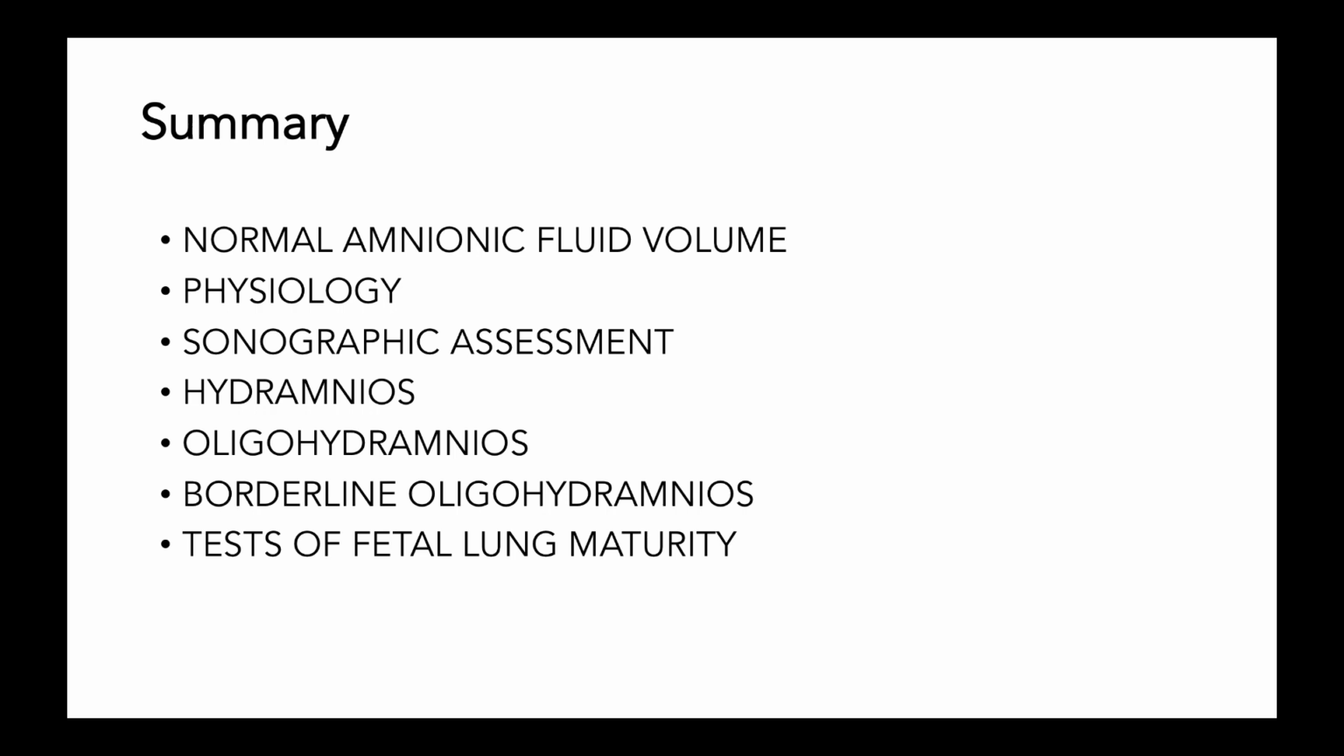So, in summary, we've talked about the normal amniotic fluid volume, its physiology, and how to clinically do a sonographic assessment of the amniotic fluid volume. And we also talked about the hydramnios or polyhydramnios and oligohydramnios. And we also talked about the concept of borderline oligohydramnios. And finally, we discussed some tests of fetal lung maturity that use amniotic fluid.